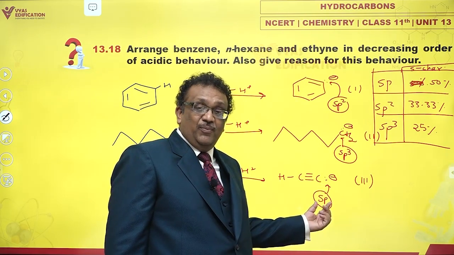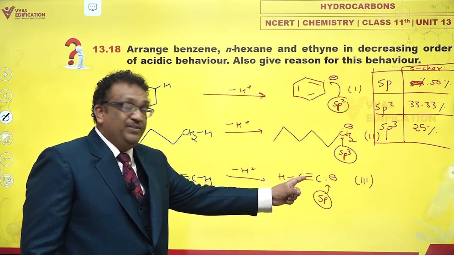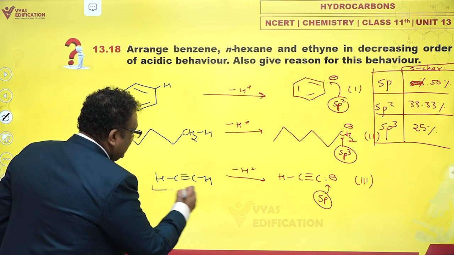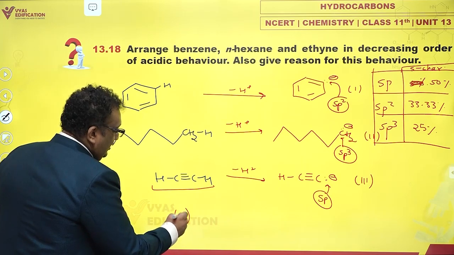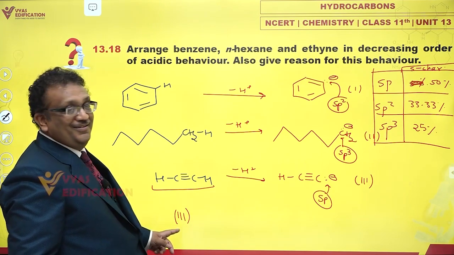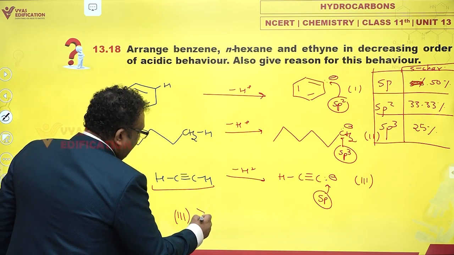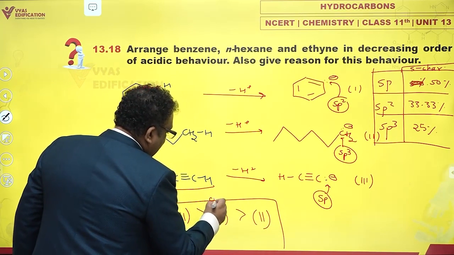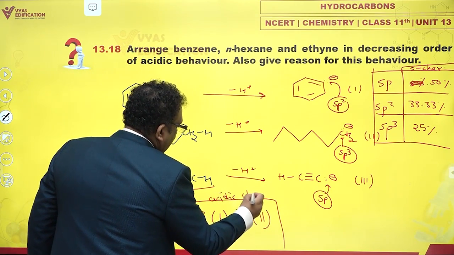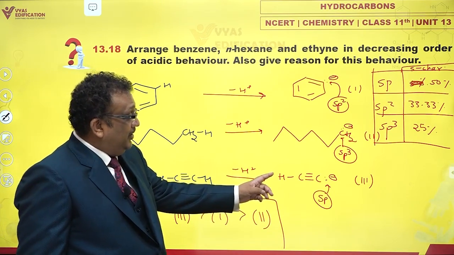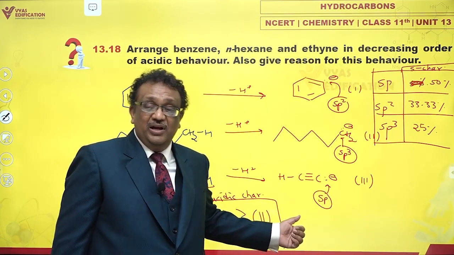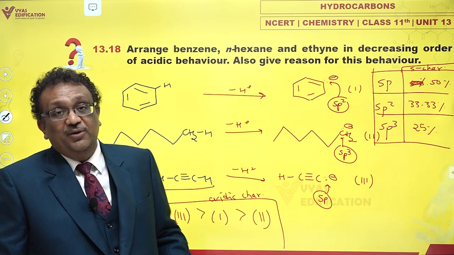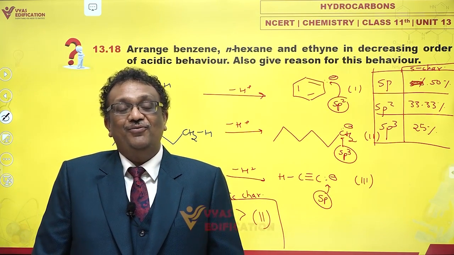The more stable the carbanion, the more easily it is formed. If it is formed more easily, it can release H+ more easily. That means this is more acidic. So 3, acetylene, is most acidic, and then comes benzene, and the least acidic is ethane. This is the acidic character. So you can say, the greater the stability of the conjugate base, the greater the acidity of the conjugate acid. The order of stability of conjugate bases and the order of acidity of conjugate acids are the same.